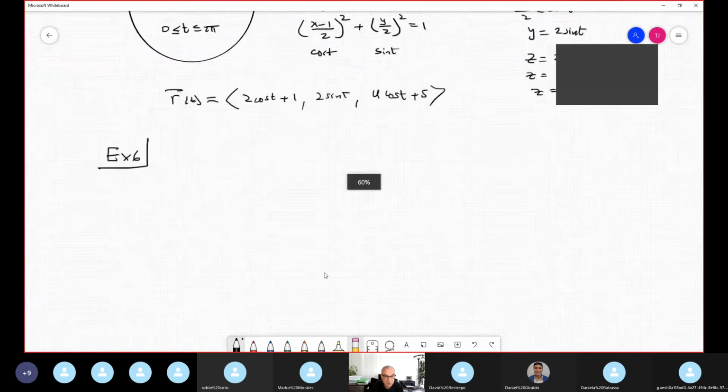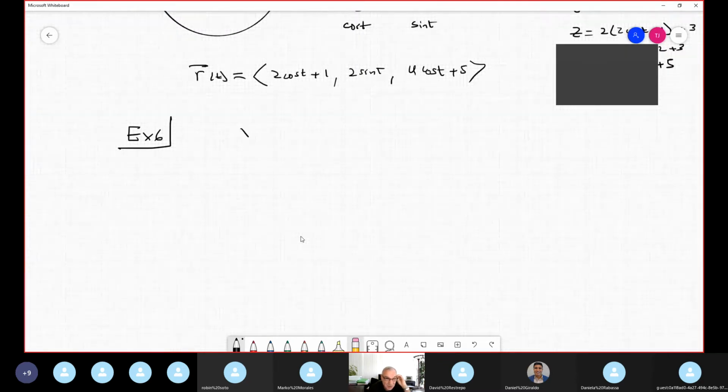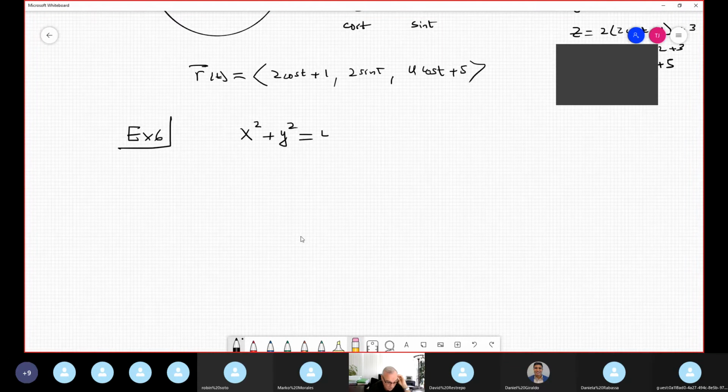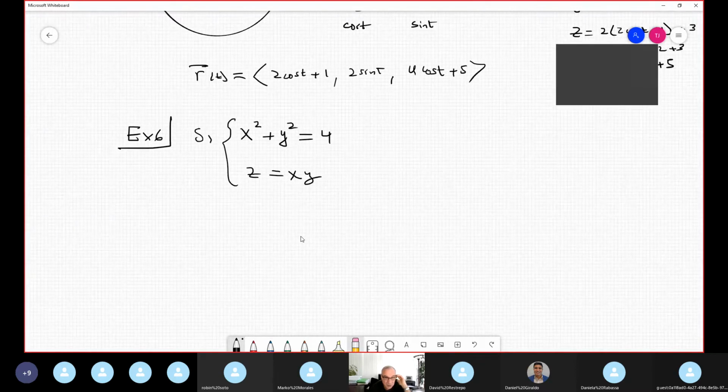Okay, example 6. It's easy also. It's x squared plus y squared equal 4, and c is equal xy. This is surface 1, which is obviously a cylinder, right? And surface 2, I have no idea. It's crazy, because we don't study this.